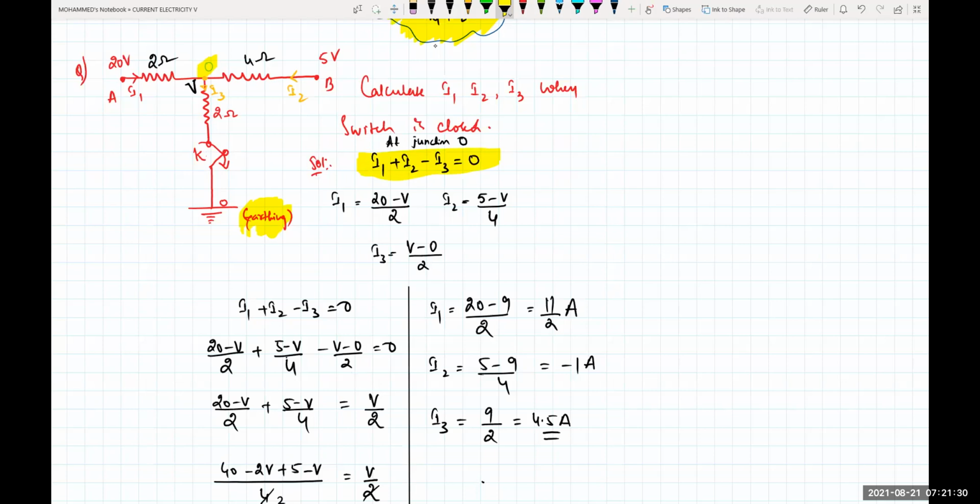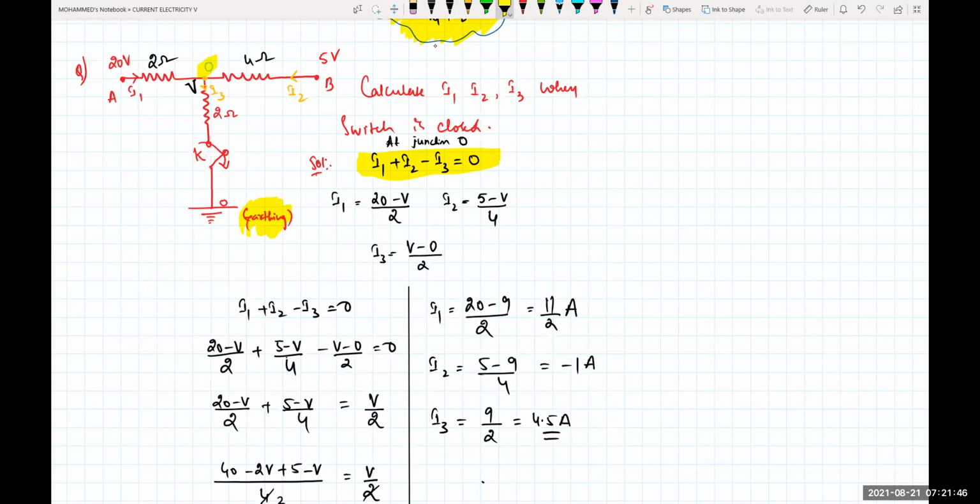Which law is that one? First law. I1 is coming towards the junction, I2 is coming towards the junction and I3 is going away. So I1 plus I2 minus I3 is 0. Now how do you calculate I1? I1 is equals to 20 minus V divided by 2. Ohm's law.